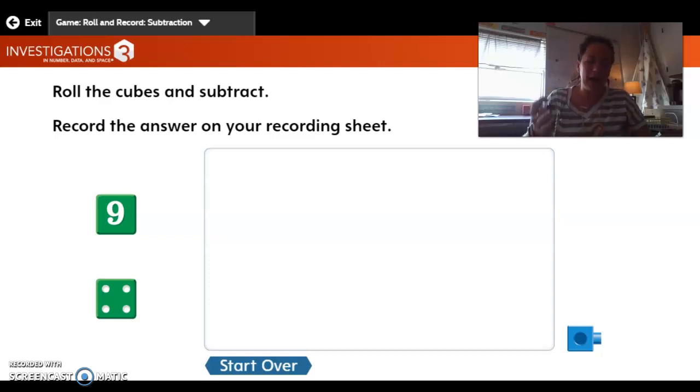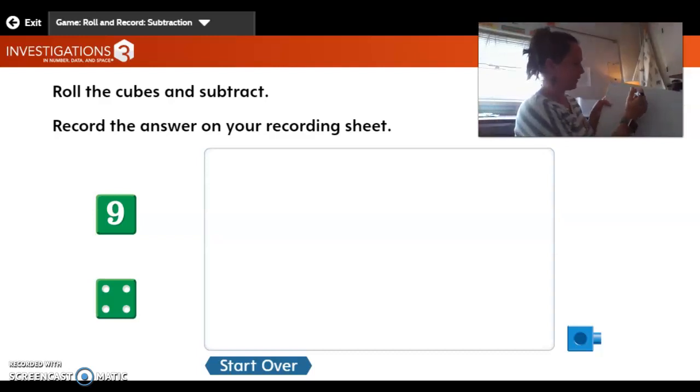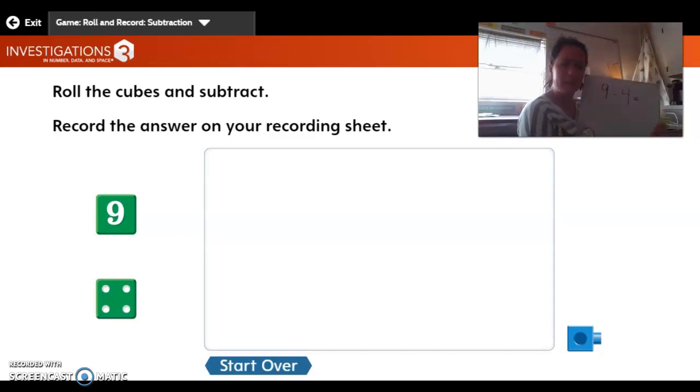On my screen, I have rolled 2 dice, and you're going to help me at home write an equation for these 2. So I see a 9 and a 4. And remember, this is roll and record subtraction. So I take that number, 9, I write 9, and then I have to take how many away from 9? I rolled a 4. 9 minus 4 equals. That's my equation.